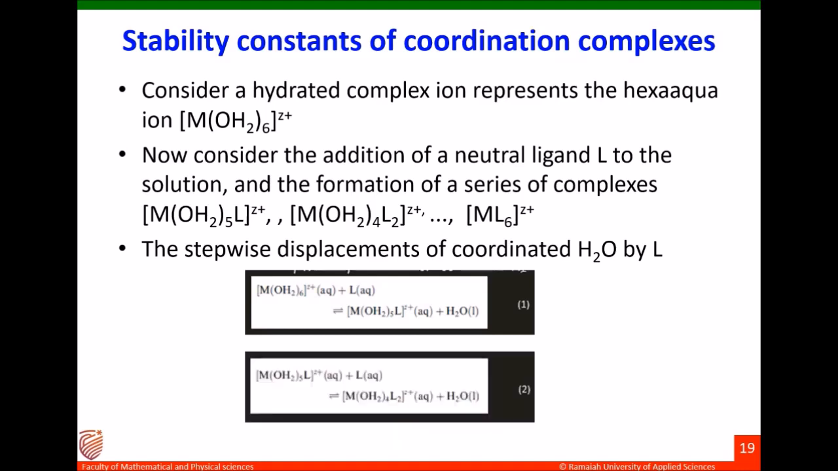The second reaction is the product of the first reaction, that is [M(OH2)5L]^z+ is again undergoing a displacement reaction with L, forming [M(OH2)4L2] + H2O. So here again one H2O is replaced with one ligand.